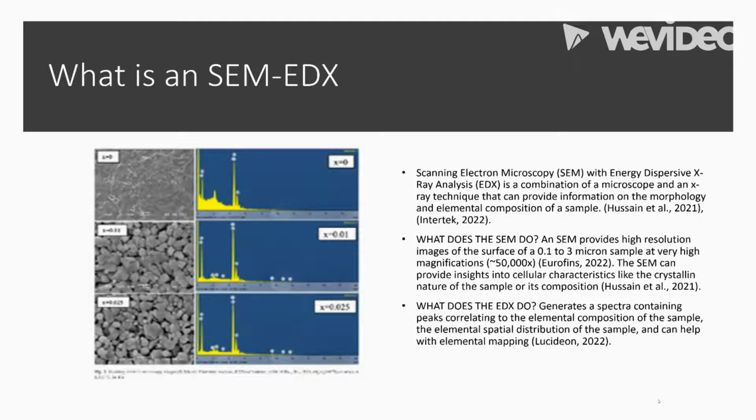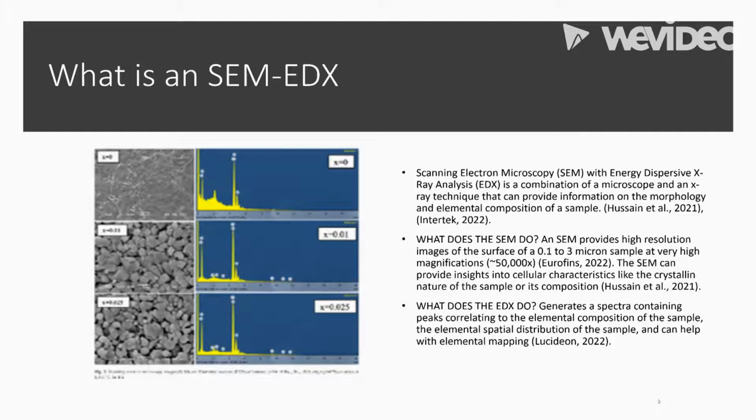of a microscope and an X-ray technique that can tell the scientists about the morphology, which means like the physical characteristics, how the sample looks, and the elemental composition of a sample. If you look at the image here on the left, the very left side of the image shows the morphology of the sample, and the right side shows the results of the EDX analysis, which results in a spectra.